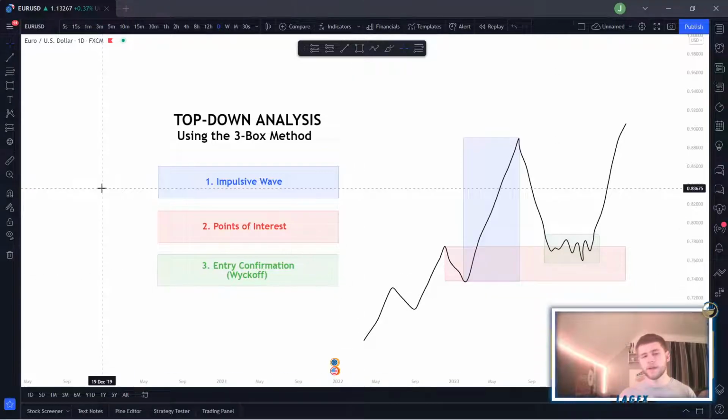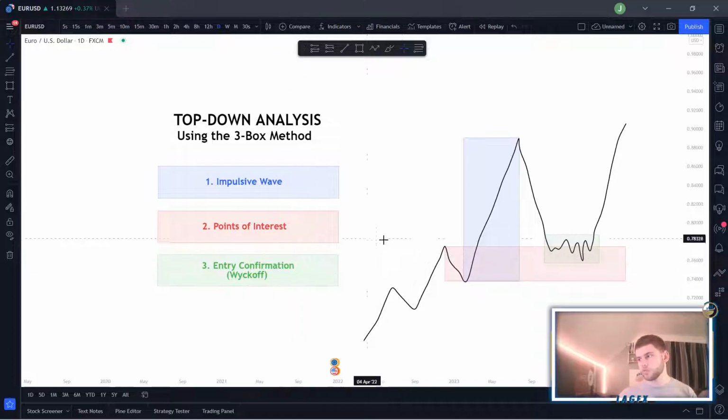So the first step being identifying your structure, so identifying the impulsive wave within that current trend. Secondly, we have points of interest, so looking within that impulsive wave where there are unmitigated positions that price needs to come back to, mitigate before then reversing and taking it to the next leg within that trending market. And then finally we have entry confirmation, which I personally use Wyckoff, and what this means is that when price does approach one of our points of interest, we have a set rule, a set list that needs to be followed for us to execute a trade.